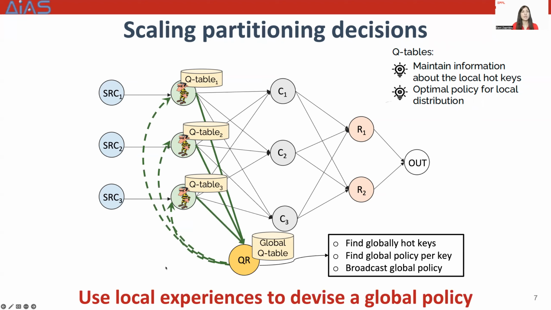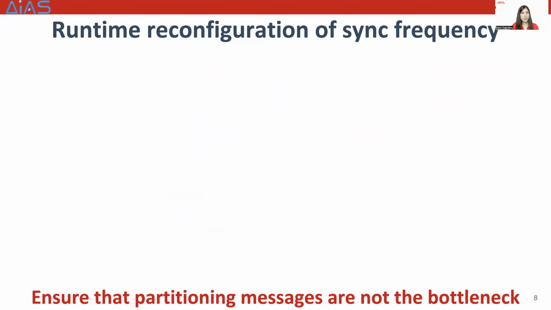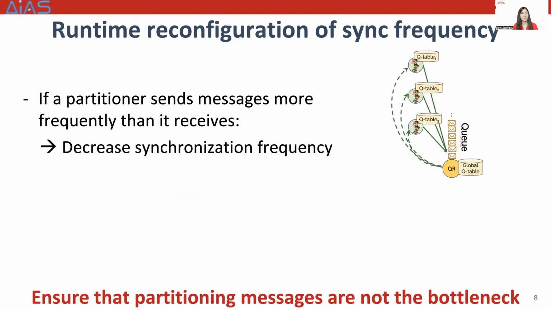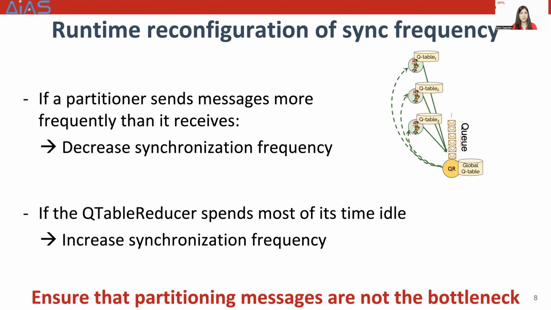Now, a good question here is, how do we ensure that the communication between the partitioners and the Q table reducer itself does not become a bottleneck? So for this purpose, we propose a protocol with which the partitioners and the Q table reducer can reconfigure the synchronization frequency at runtime, ensuring that it's not a bottleneck. So there are two cases. The first case is that if a partitioner sends a message more frequently than it receives a message from the Q table reducer, then it will realize that there is a queue at the Q table reducer, and so it will ask for the synchronization frequency to be decreased.